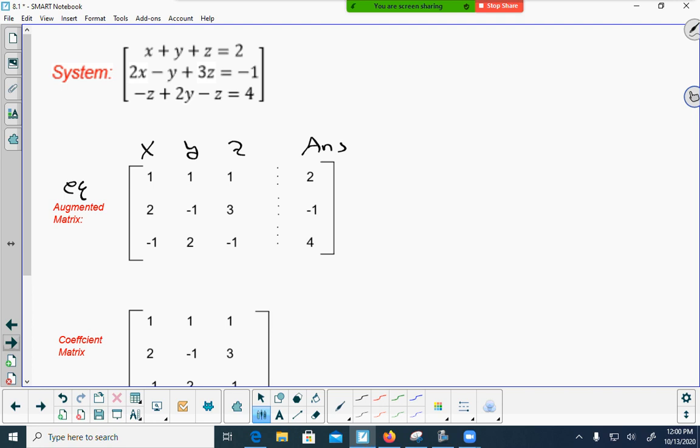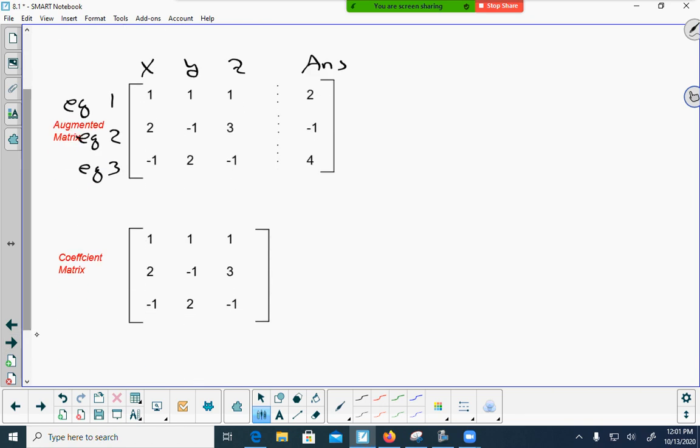This would be equation 1. This second row would be equation 2, and the last one would be equation 3. Does that make sense? In an augmented matrix, you have both the coefficients and the answers. In a coefficient matrix, it's still x, y, and z, equation 1, equation 2, and equation 3, but now you don't have the answers. You just have the coefficients. Depending on how we're using matrices to solve the systems, it depends on whether we use the augmented matrix or the coefficient matrix. Today, we're just going to use the augmented. Okay?